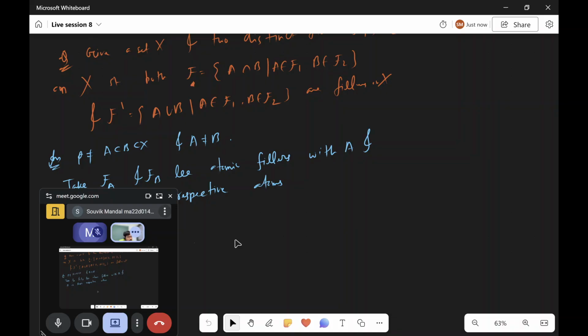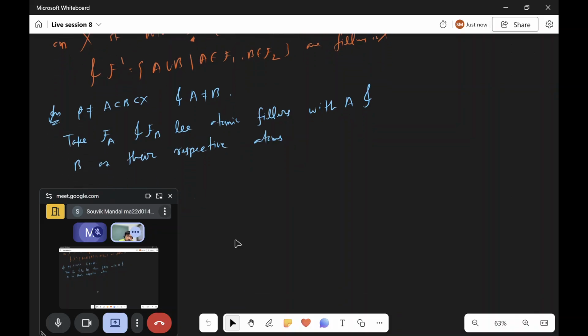Then check that those hypotheses are satisfied. It should not be difficult to check. So that is the argument.